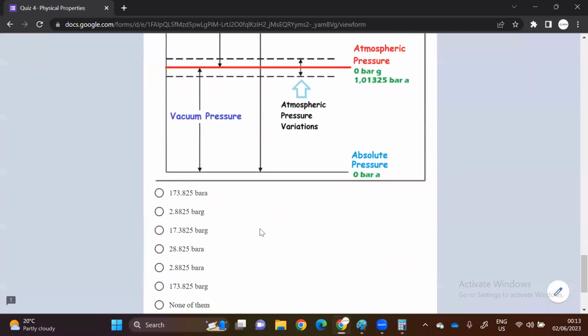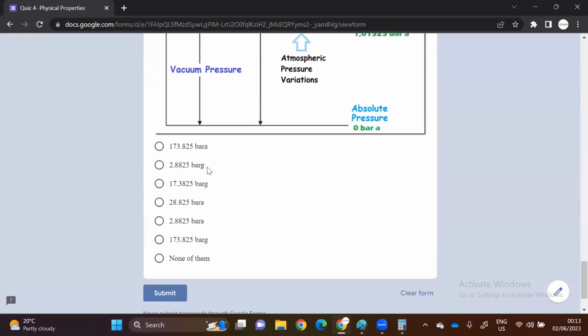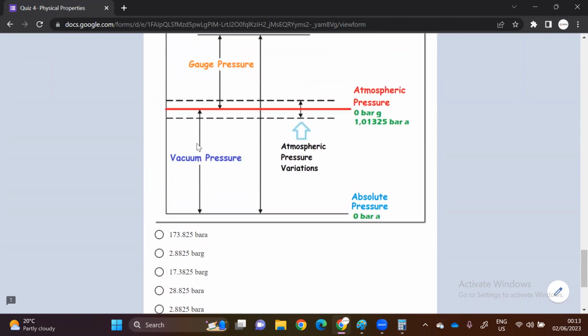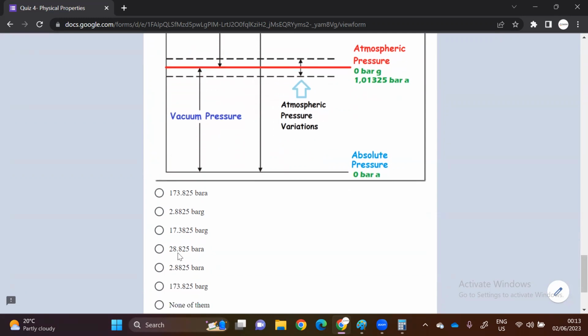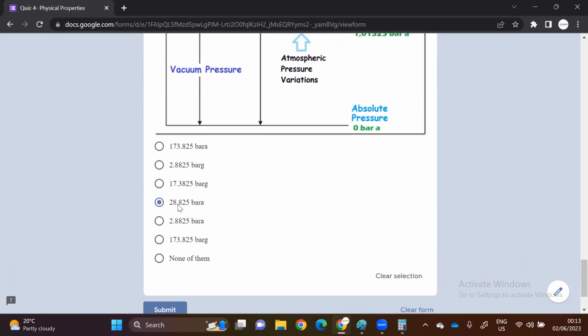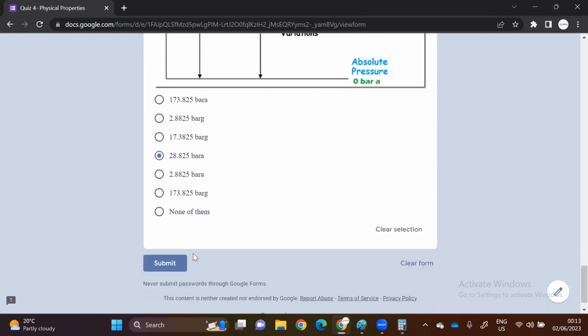Let's go back and see what the answers are. This is also confusing because you could also take the sum of them, but that's not the case because it's asked with vacuum pressure. If it were positive, you would take the sum of them. Okay, this one, yes, this is the correct variant: 28.825 bar absolute.